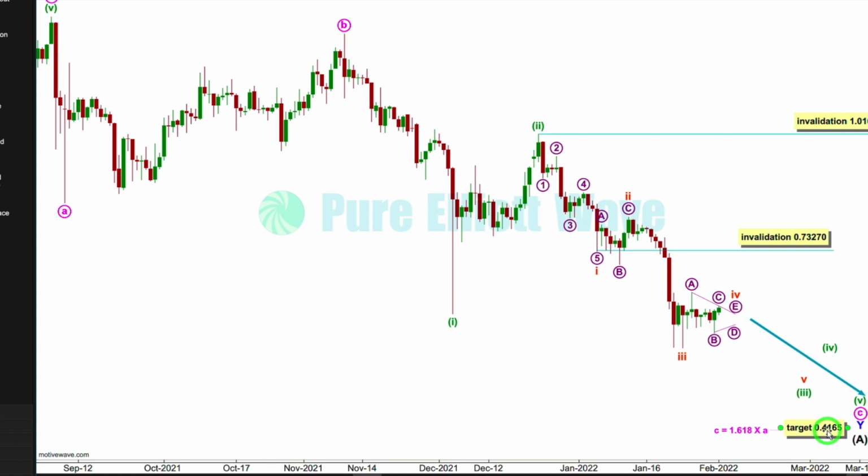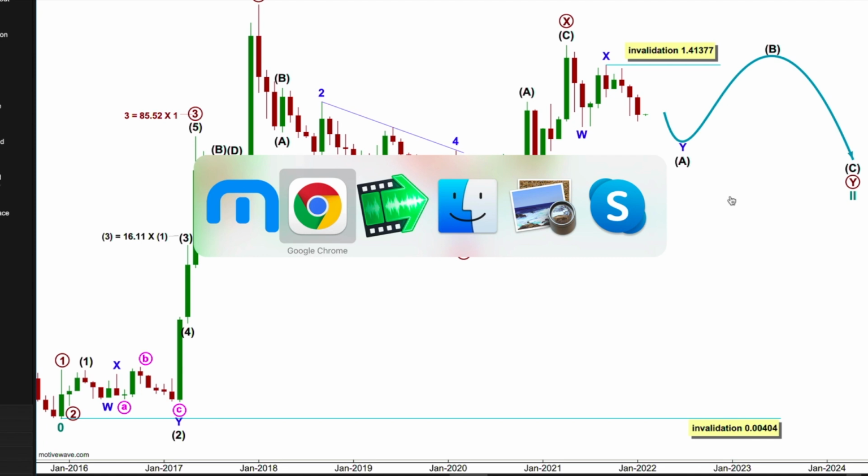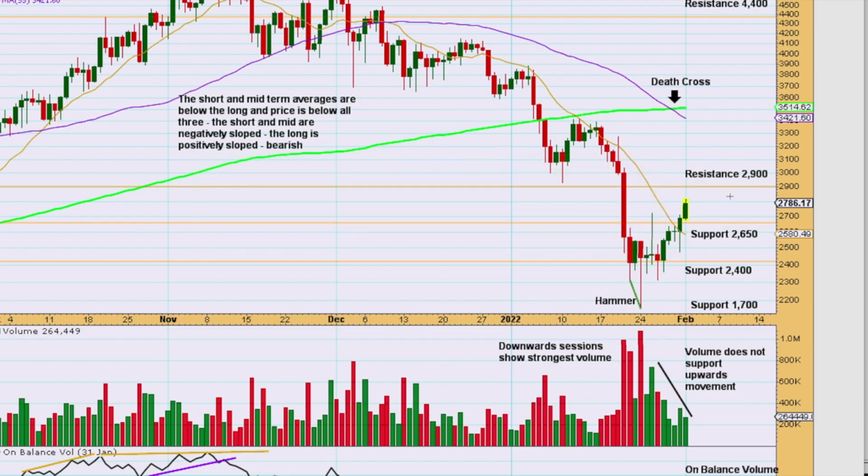And here's the target for intermediate A to end. When that's done, when intermediate A is over, a big bounce for B and then C to move below the end of A, so that the whole thing for cycle 2 takes up time and moves price sideways. Let's have a quick look at classic analysis charts I prepared earlier.